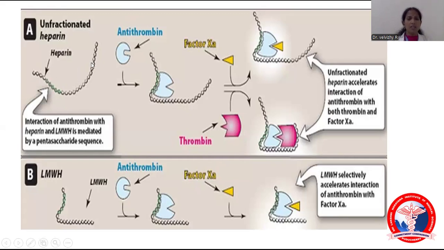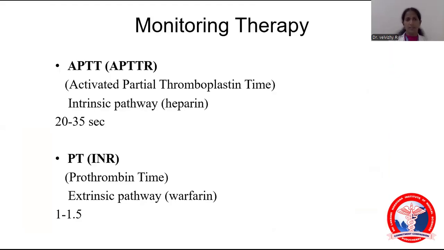This has a place to bind antithrombin. Initially antithrombin will bind, and then factor 10A and 2A also bind here. Whereas in the case of low molecular weight heparin, antithrombin will bind and then only factor 10A will bind with antithrombin 3; factor 2A will not bind. That is the main difference between heparin and low molecular weight heparin. Heparin gives a chance for factor 2A and 10A to bind with antithrombin, whereas low molecular weight heparin gives place only for factor 10A and not for other factors.